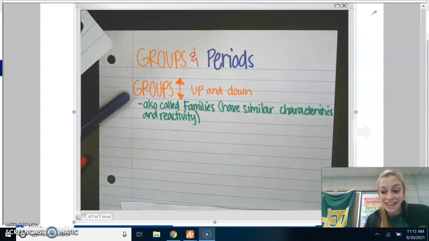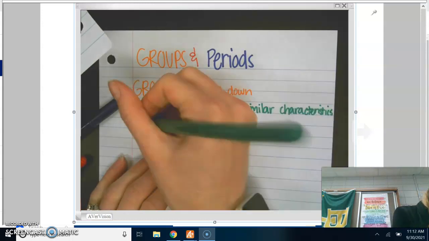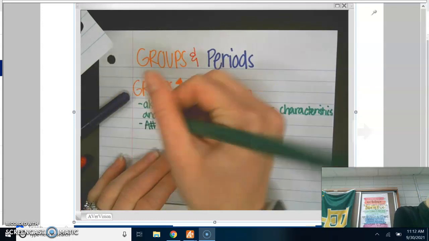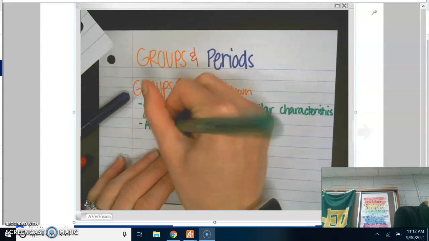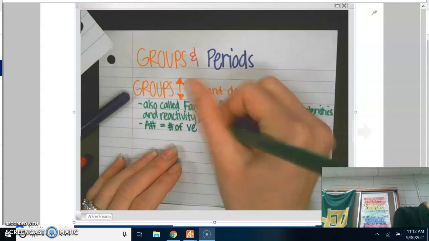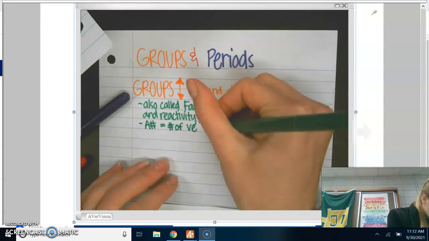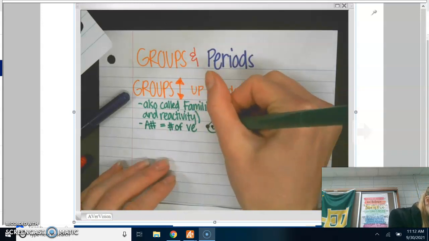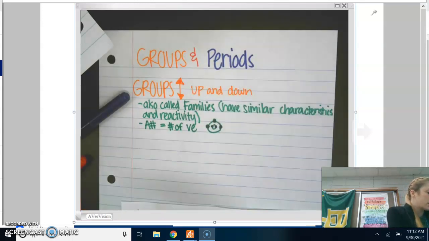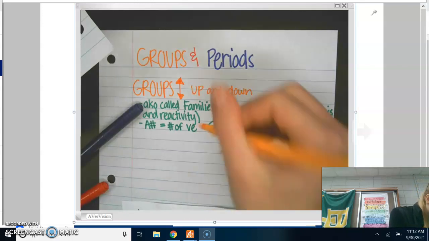Now, there's another really cool thing. When we're talking about groups, the A number equals the number of valence electrons. Remember, valence electrons are the electrons on the outermost energy level. So I'm about to show y'all something so cool.